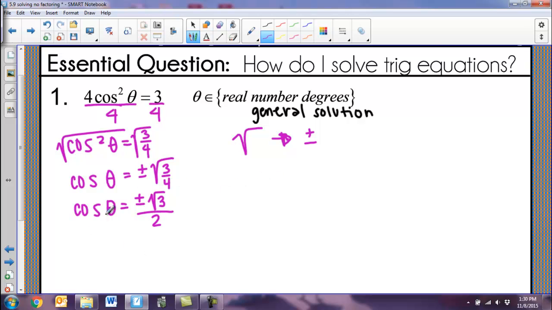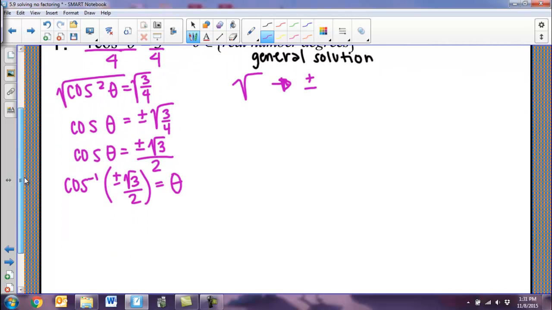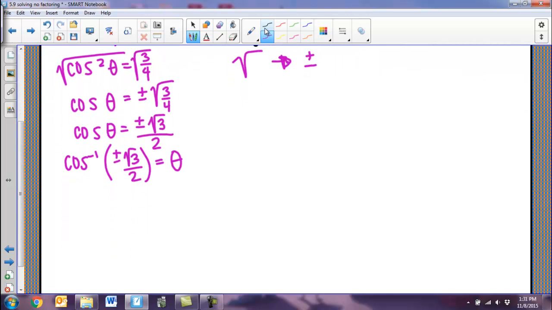So now this is a value that I know is on my unit circle. So I'm going to take the inverse cosine of both sides. Remember, we don't divide by trig functions because you could lose solutions here. So I have the inverse cosine of plus or minus root 3 over 2 is equal to theta. If I can find the general solutions of this side, then I will have all the general solutions to my equation. So we can draw our unit circle out with our triangles here.